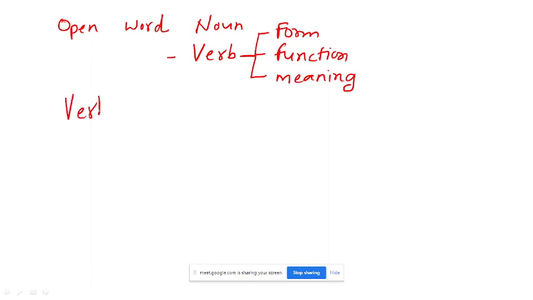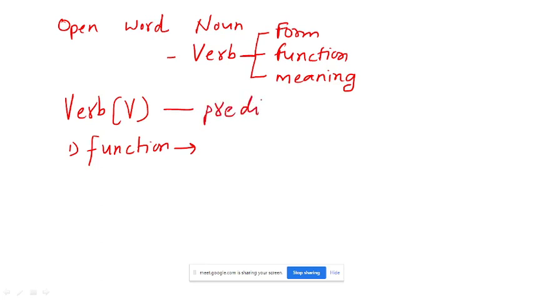Verb, the symbol of which is capital V, and its function. Here the function means its function in a sentence. So how it functions, how it works. And in an earlier video I told you that the basic function of a verb in a sentence is that it is a predicator.